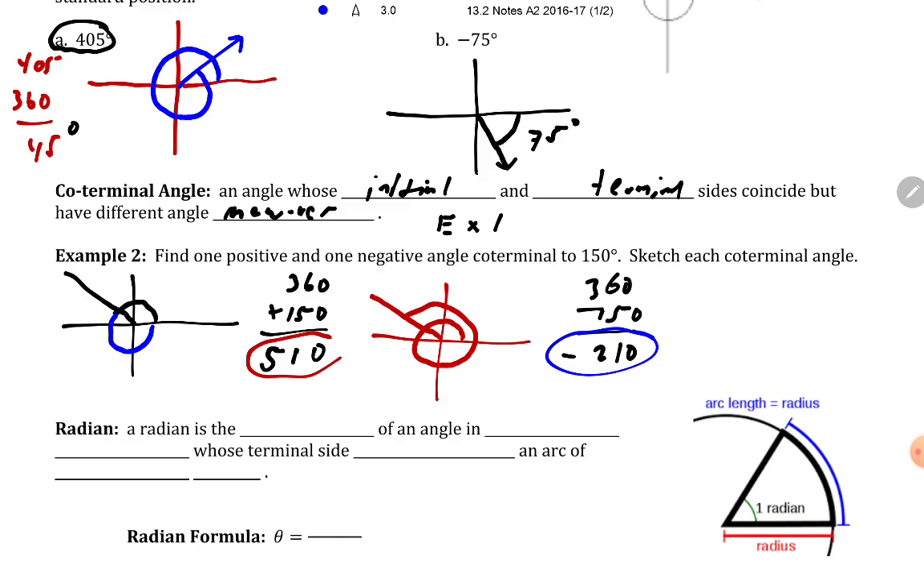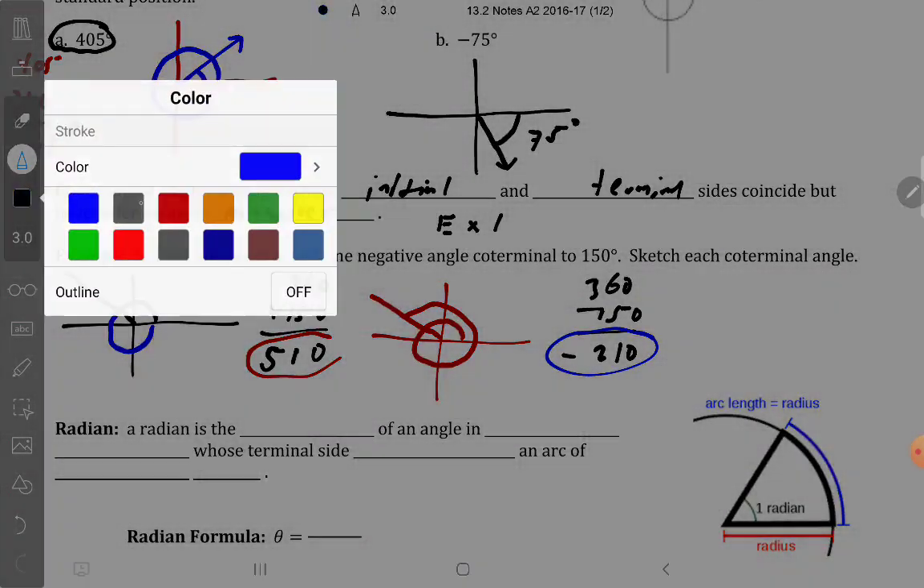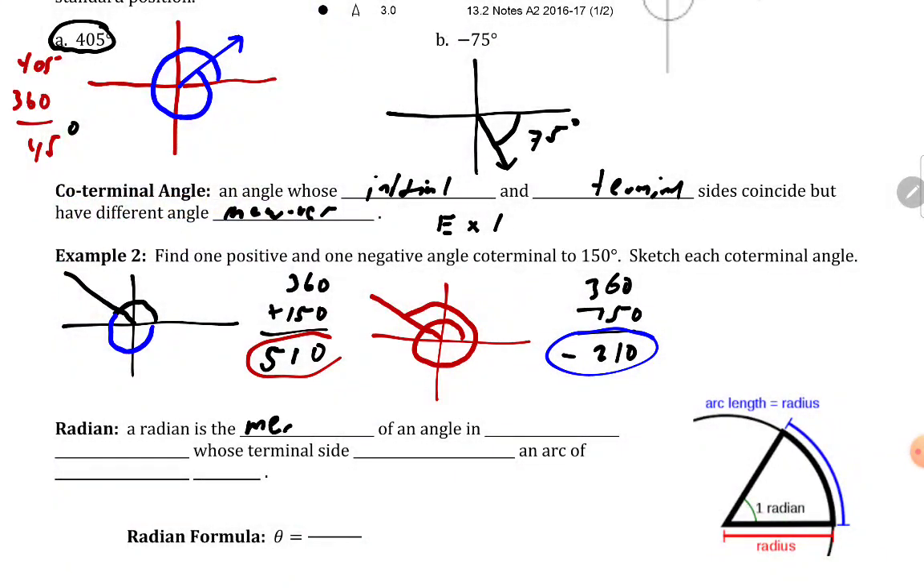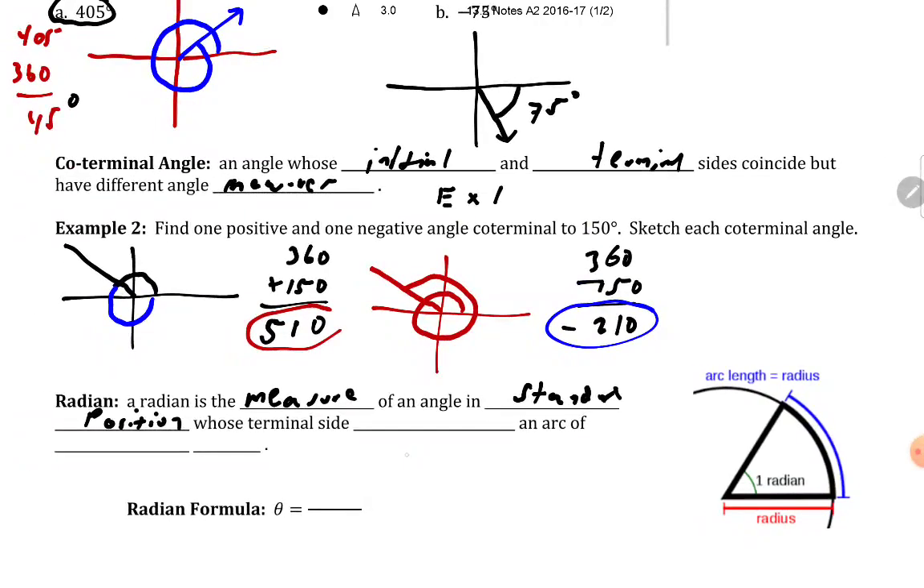A radian is the measure of an angle in standard position whose terminal side intercepts an arc of length S, where R is the radius of the circle.